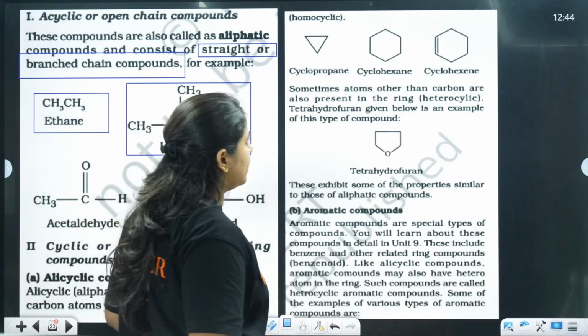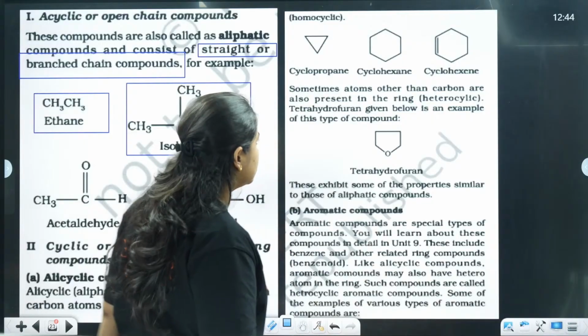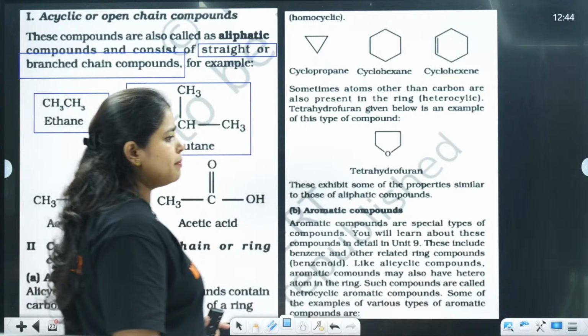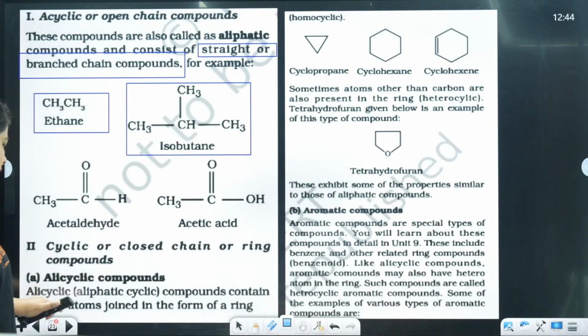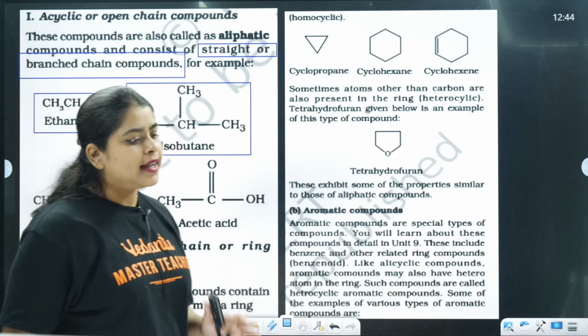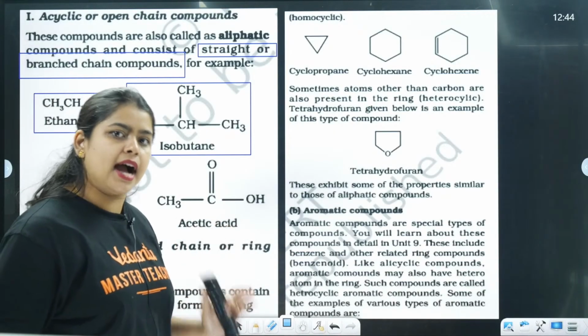Okay, so they have given simple examples: cyclopropane, cyclohexane, cyclohexene. So these are the simple examples which we can give for the aliphatic compounds. Aliphatic compounds which are going to be what? They contain carbon atoms which are joined in the form of a ring. It's joined in the form of a ring. The carbon atoms are all joined in the form of a carbon ring.